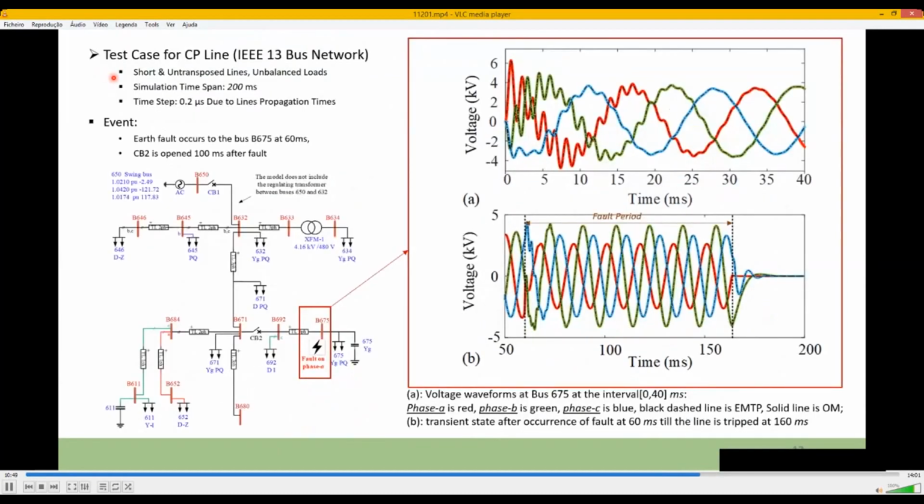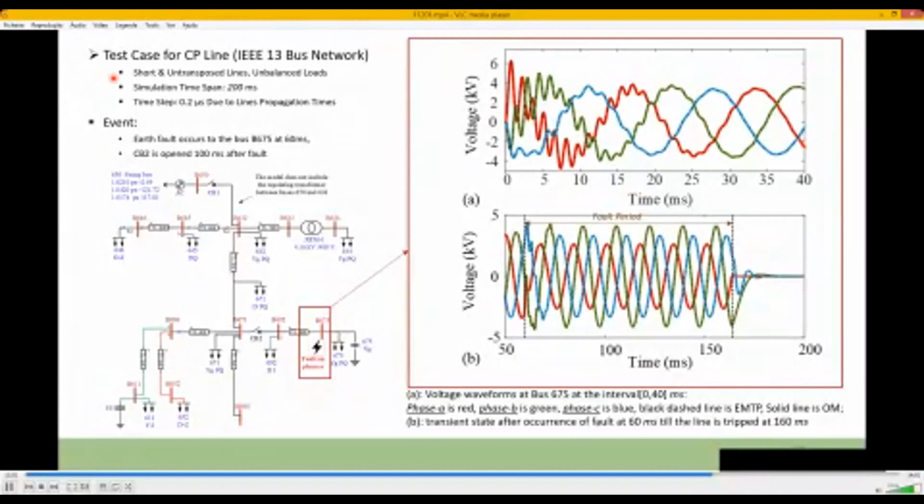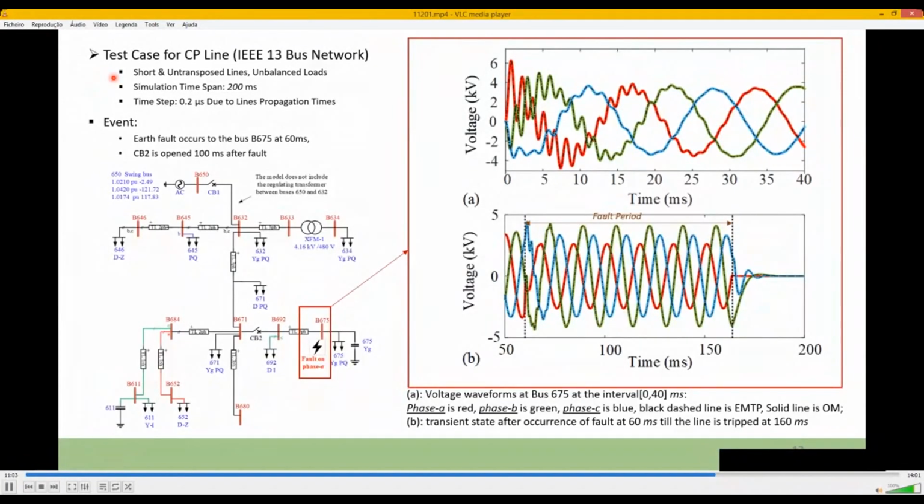This is the second test case. We have used the IEEE 13 bus network. We know that the network is a distribution network. All lines are untransposed with short length. The loads are unbalanced. So it provides a good example for testing the models coded in Modelica. The scenario is to create a single phase earth fault on bus 6 and 5 here at t equals 60 milliseconds and tripping the line by the CB2 at t equals 160 milliseconds.